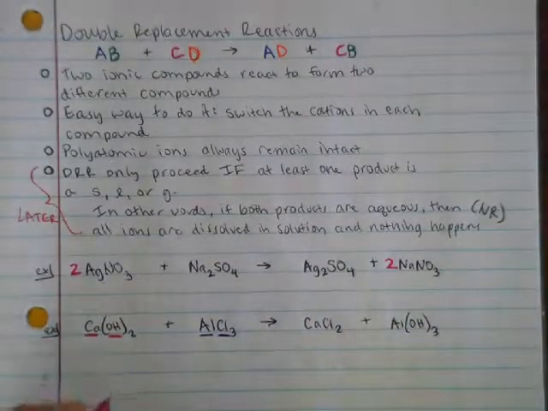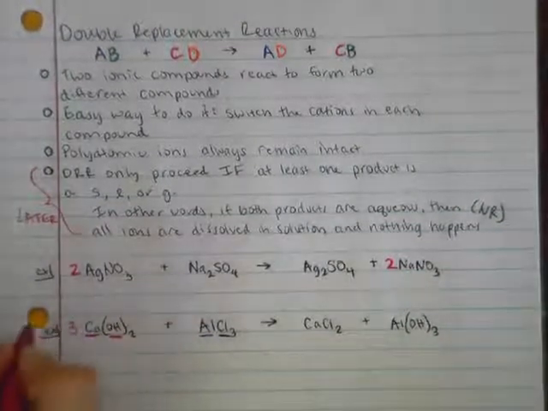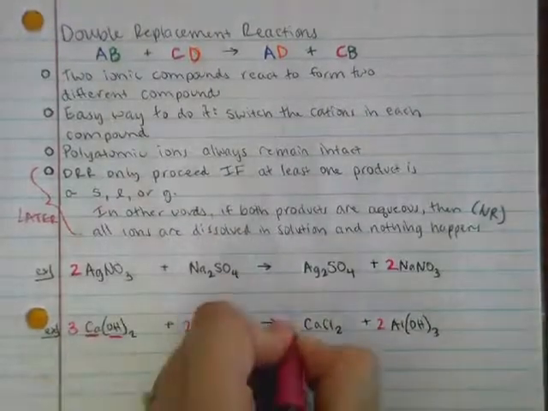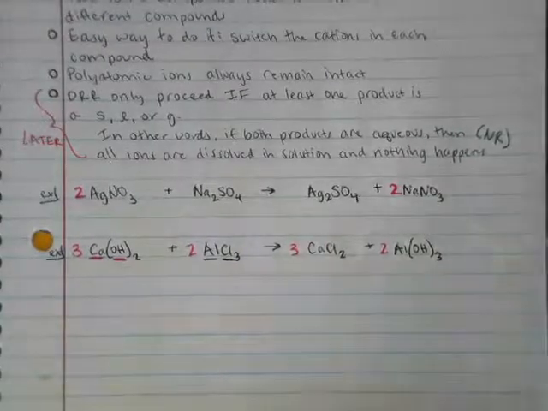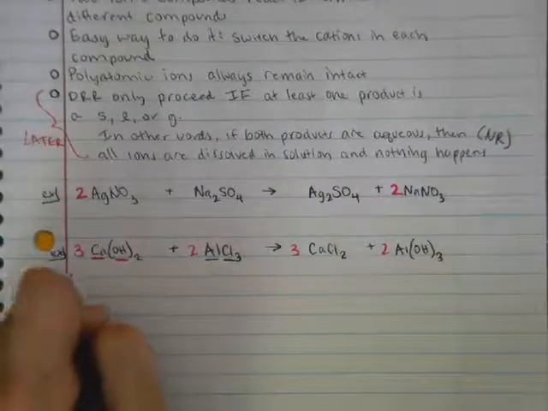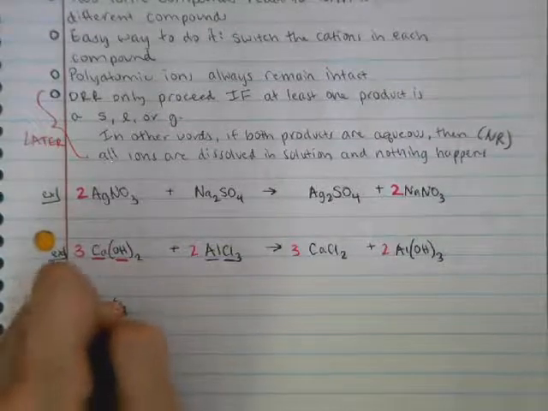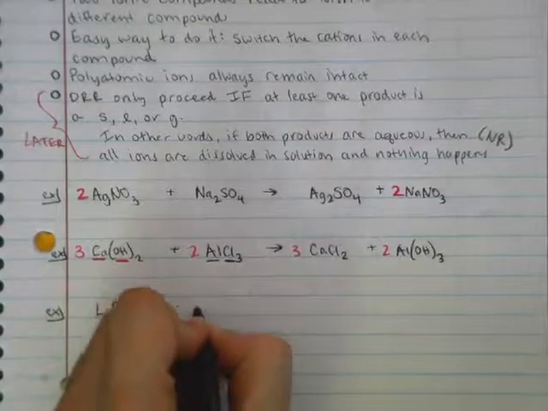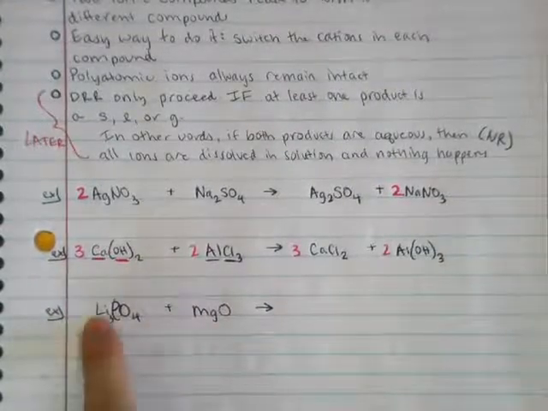Alright, to balance this, let's see, I'm going to have to triple that, double that, which means I need 2 of those and 3 of those. That's it. Alright, let's do one more. So this time we're going to take a solution of lithium phosphate, so Li3PO4, and let's react it with magnesium oxide. Okay, cations switch places, lithium and the magnesium.